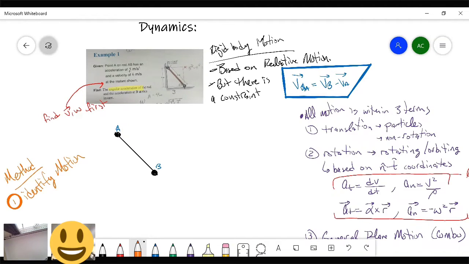Would it just translate? I mean, wouldn't it be translating and rotating, like a general plane motion? You're right, but why would you say that? Because if I look at the figure, you can see the velocity going downward and the acceleration going downward. But it's also rotating, I think, on those circular points, A and B. They both have that rotational aspect, I thought.